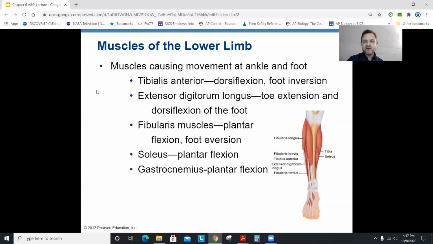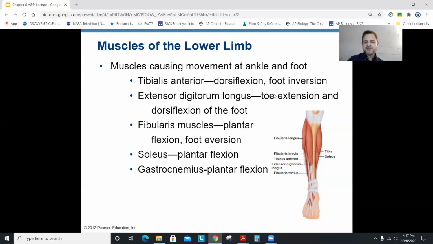Okay, so muscles of the lower limb. These would be ones around your ankle or your foot. The tibialis anterior would be on the front of your lower leg, basically your shin. So put your hand on your shin and then do dorsiflexion. Dorsiflexion is pointing your toes upward. You can feel there's a muscle there that's contracting. Foot inversion is sweeping your foot on the inside, like sweeping the bottom of your foot toward the inside of your body. That's foot inversion.